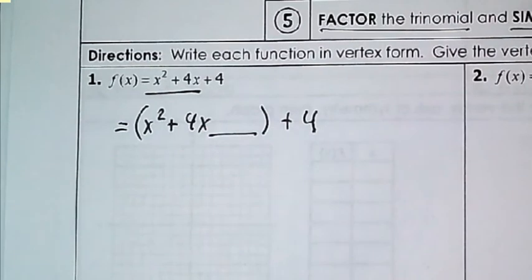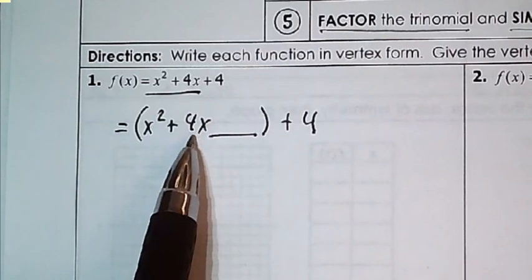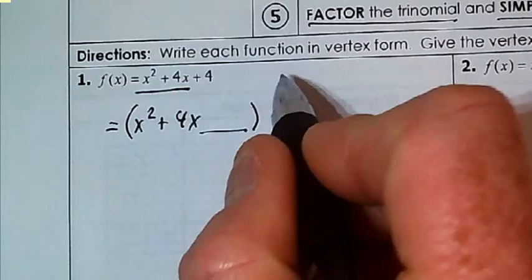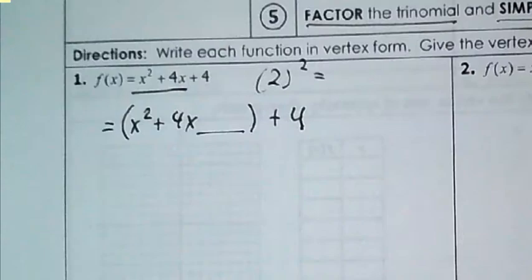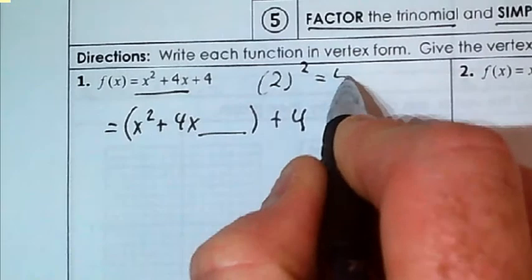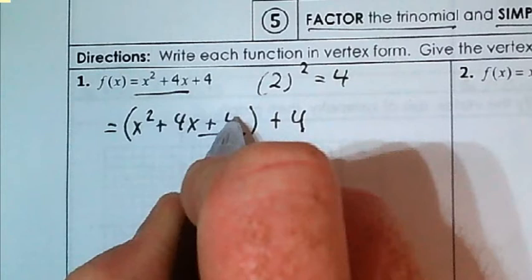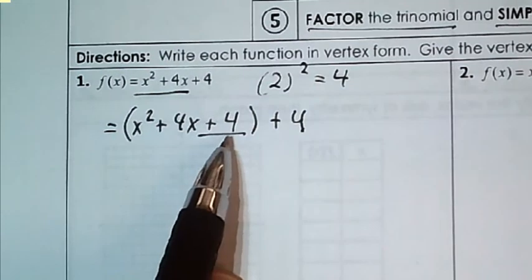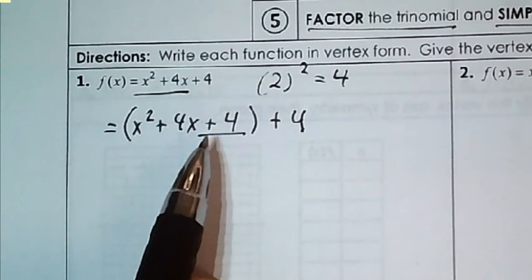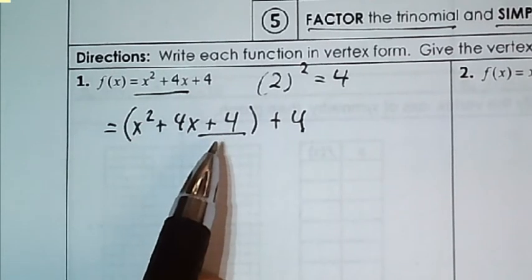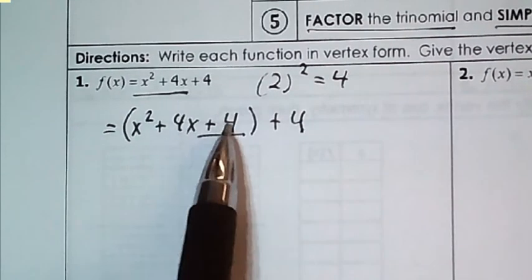All right, now, the next step is to complete the square. Completing the square simply means we're going to take half of this x term. What's half of 4? 2. So we're going to take 2, and square that. And what is 2 squared? 4. So the 4 gets added in the blank. That's what goes in the blank. And just so you know, you will always be adding in that blank, because if you square a negative or a positive, it's always positive.